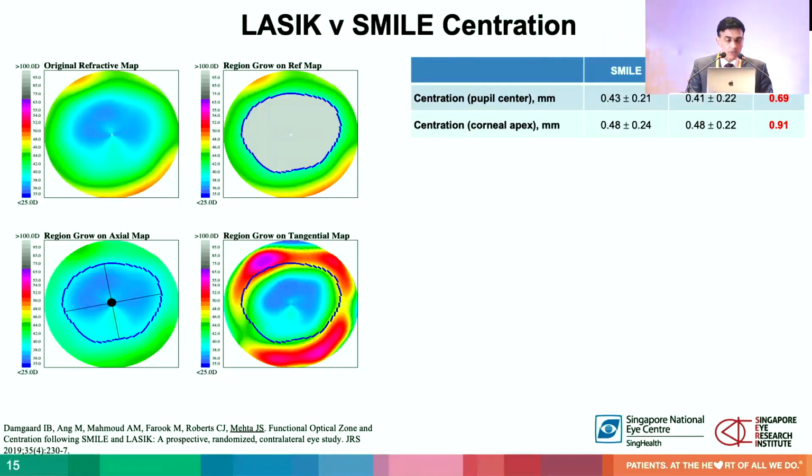And the speakers spoke about centration. You can get good centration comparative to LASIK. This is an RCT that we did in Singapore almost about 6-7 years ago now, and the results are almost exactly the same when you study the centration of the optical zones or functional optical zones between LASIK and SMILE. But that's not reality, right?